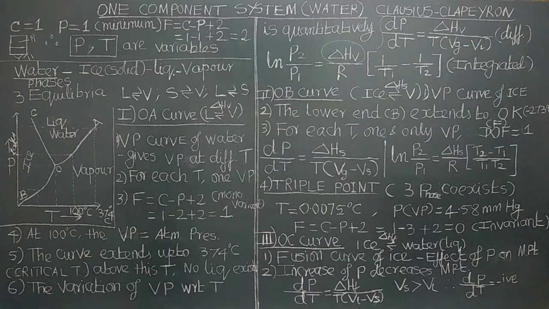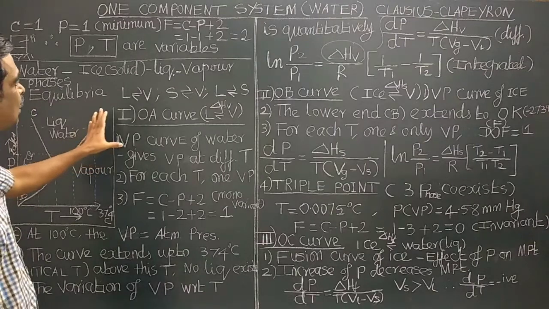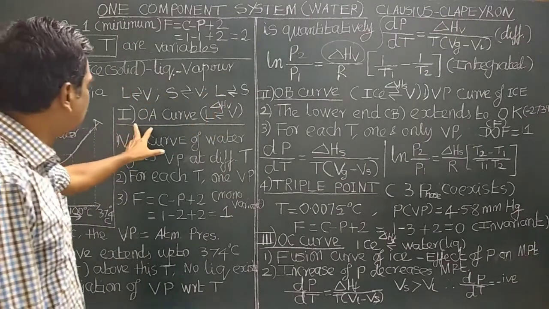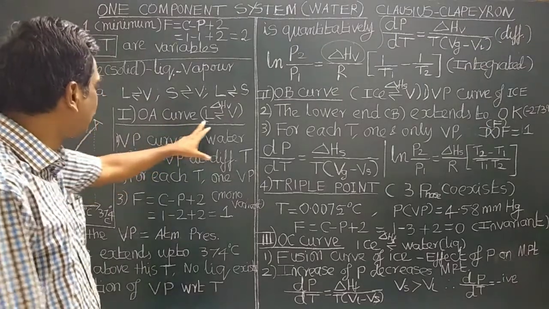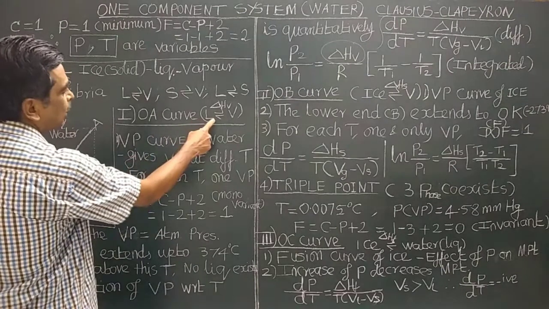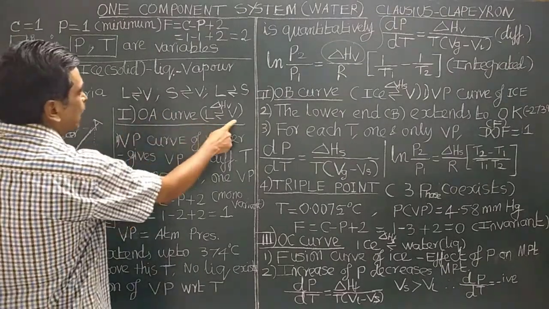So this is about the one component system of water. Okay, there are three curves for three equilibria. Now let us explain the curve 1, OA curve. What is the OA curve? In the OA curve, the liquid water is in equilibrium with the vapor.